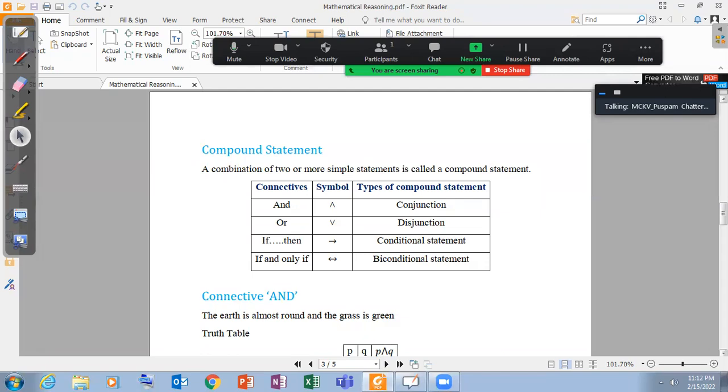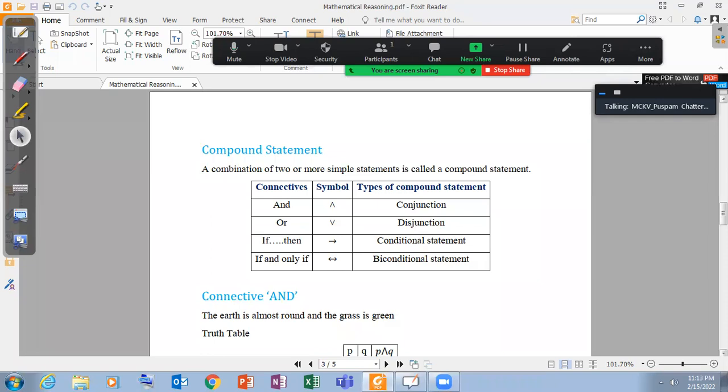If then is called the conditional statement. If something happens, then something will happen. The symbol is one arrow. And if and only if is called the biconditional statement. So both ways it is true. The symbol is like a double-ended arrow. Now, in this regard, I would like to note that many things in this chapter are from set.